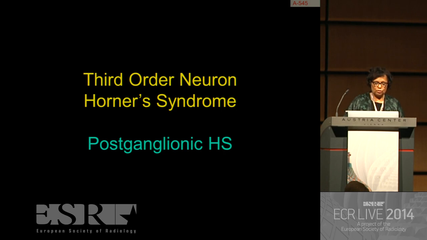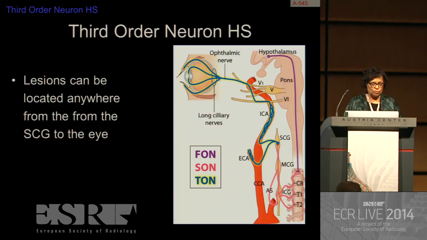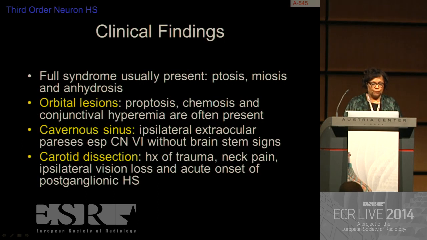So let's move now to the third order neuron Horner syndrome, or the post-ganglionic Horner syndrome. And again, these are lesions that occur anywhere from the superior cervical ganglion to the eye. So this is the third order neuron. And the full syndrome can be seen with these patients too: ptosis, meiosis, and anhidrosis. Sometimes there are other clinical findings that may help you localize the lesion.